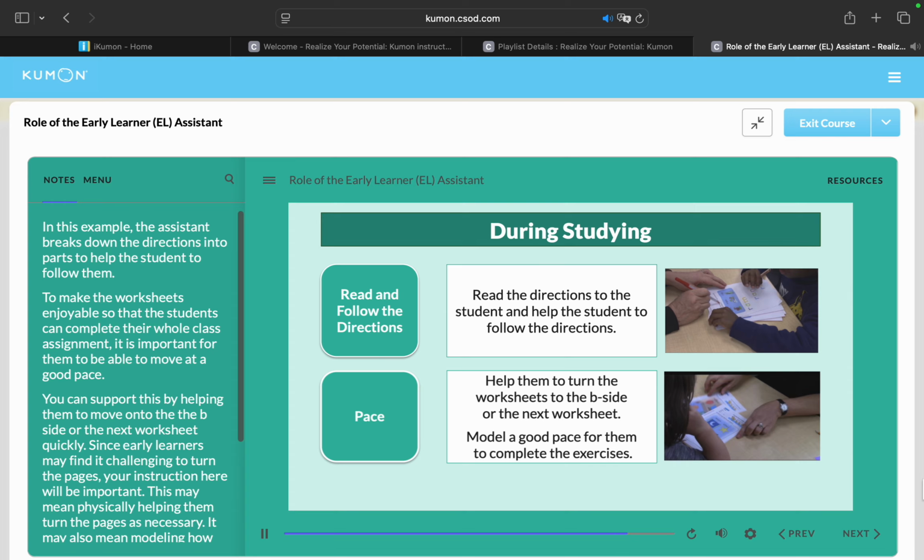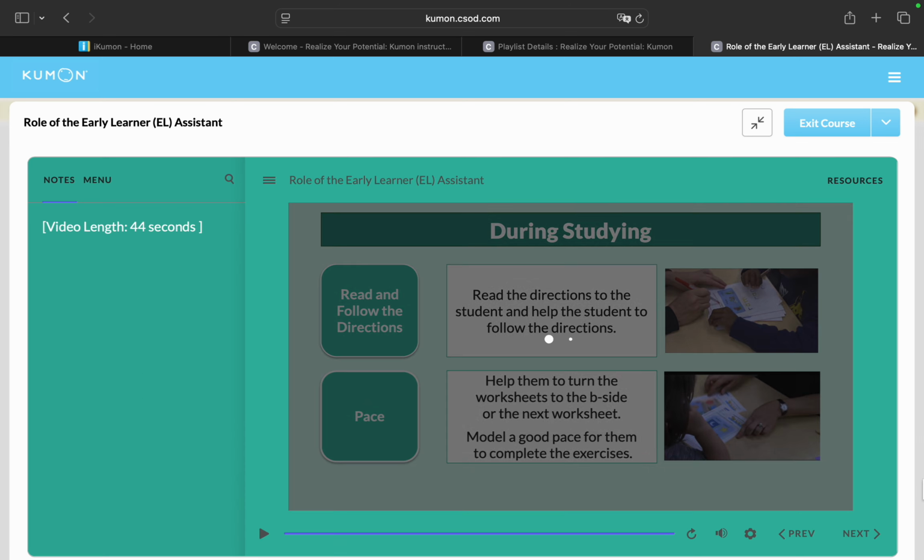Let's watch a clip of an assistant supporting pace through both turning the page for the student and setting the pace by modeling.